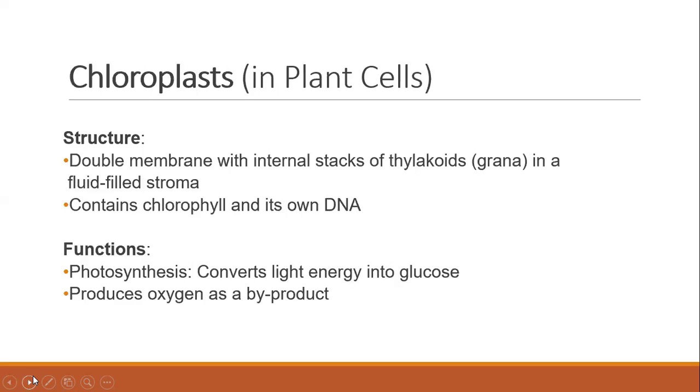The chloroplasts are organelles found in plant cells. In terms of structure, they have a double membrane with an internal stack of thylakoids in a fluid-filled stroma. The chloroplast contains chlorophyll and its own DNA, and it functions in photosynthesis, a process whereby light energy is converted to glucose, and the byproduct is oxygen.